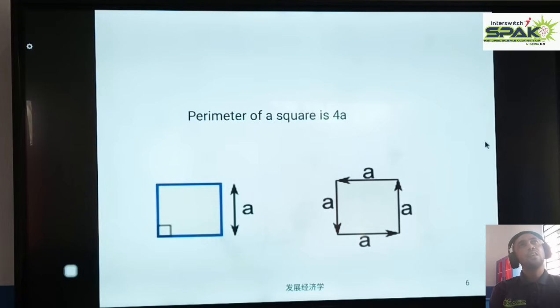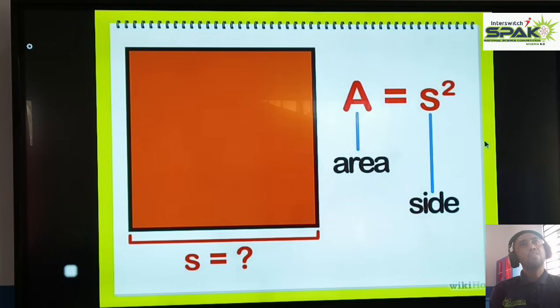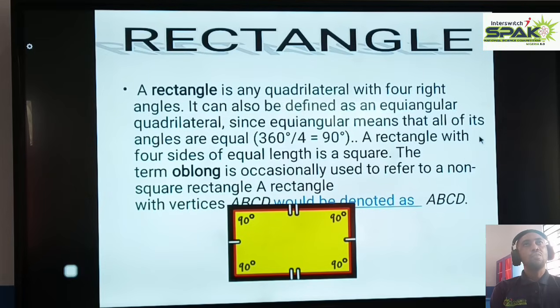So 4A is the formula to find the perimeter of a square, where A is the length of its side. And when we move to the area, if we are given a square of side S, and you have to find its area, like every other two-dimensional shape, the area is length times breadth. Since a square has 2 equal sides, the length is equal to the breadth, so we have length times length. If the length is S, the area of that square will be S times S, and that is S squared. Alright?